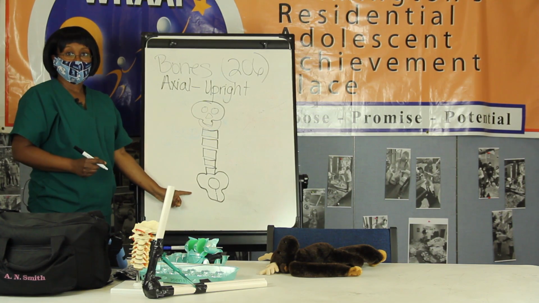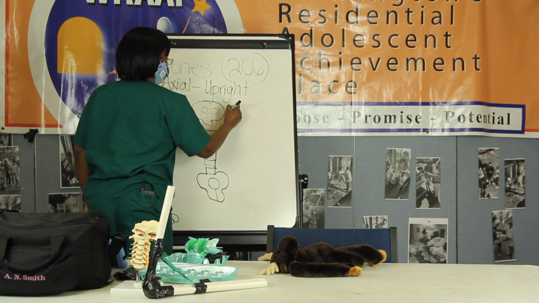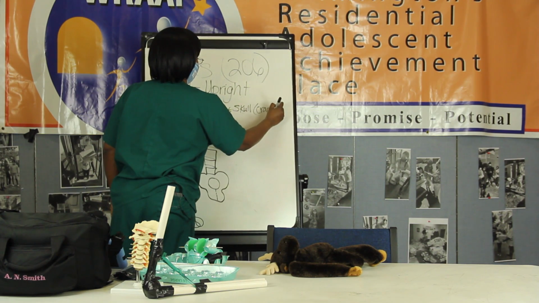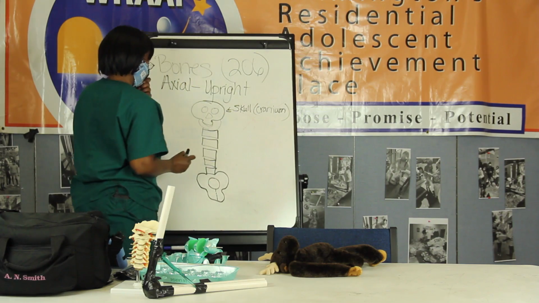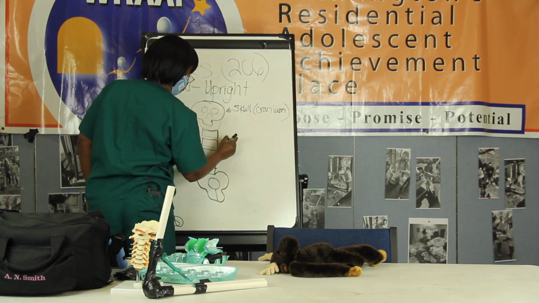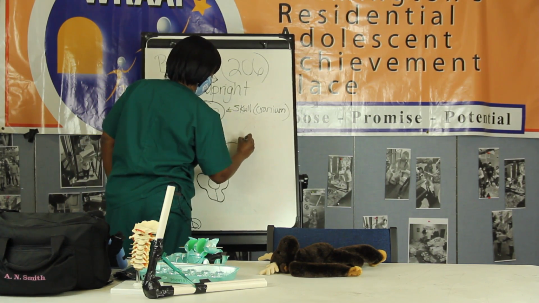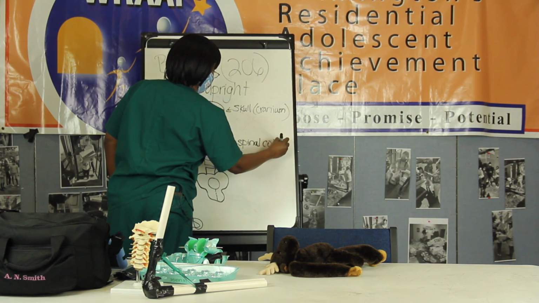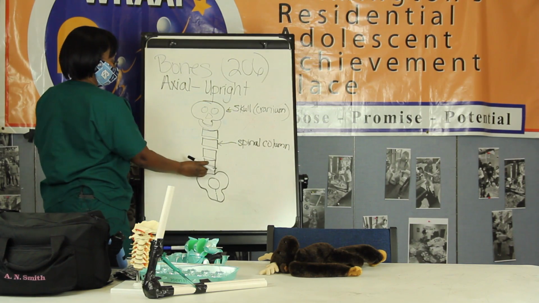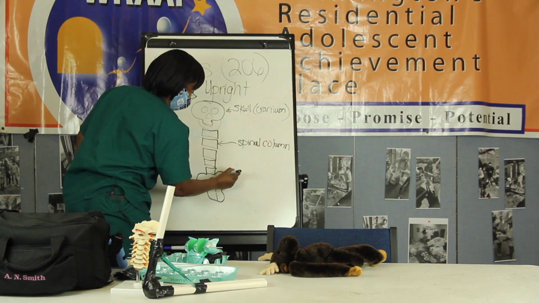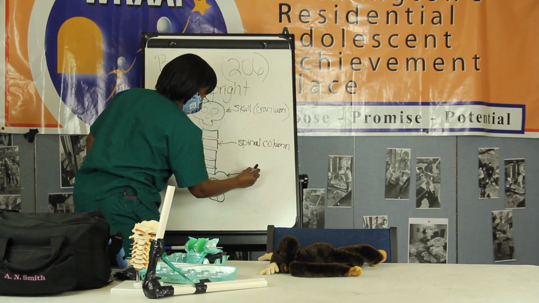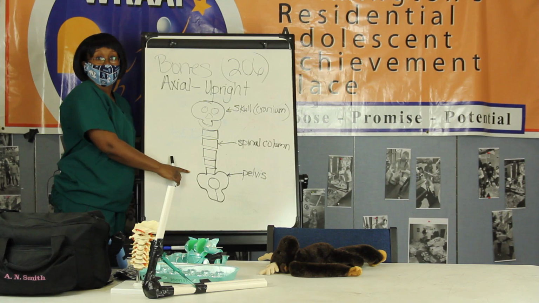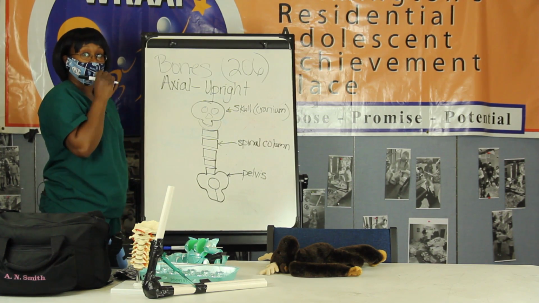These bones keep you aligned. So this is the skull or cranium. It protects your brain. This is your spinal column. It protects your spinal cord that runs through all of those bones. And this is your pelvis. It protects your private parts as well as your bladder.